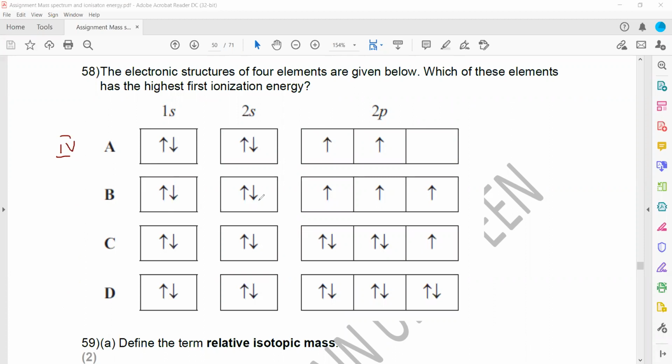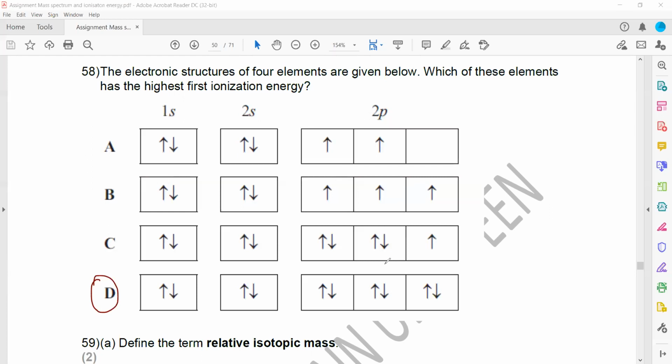Group 4 is here. Then 2 plus 3, 5. And 5 plus 2, 7. And this is group 8. So the highest first ionization will be where the shells are complete. It will have the highest ionization, because it is difficult to remove an electron from this one, group 8. Half filled is stable, but fully filled is completely stable. It is a group 8 element, and group 8 elements have the highest first ionization energies.